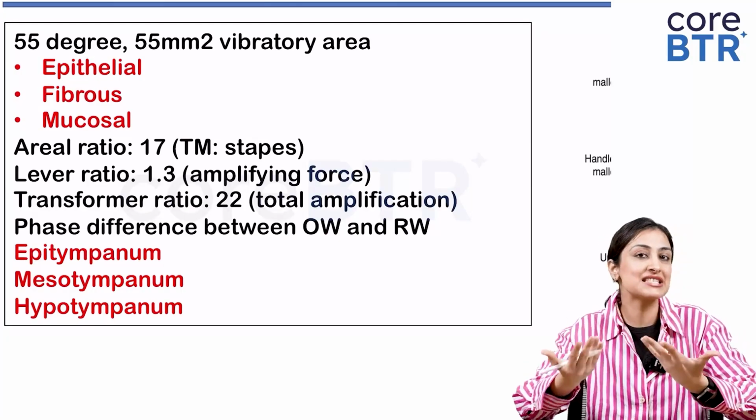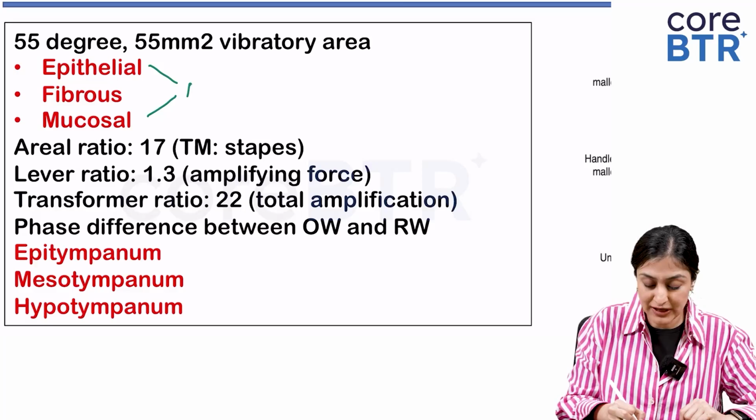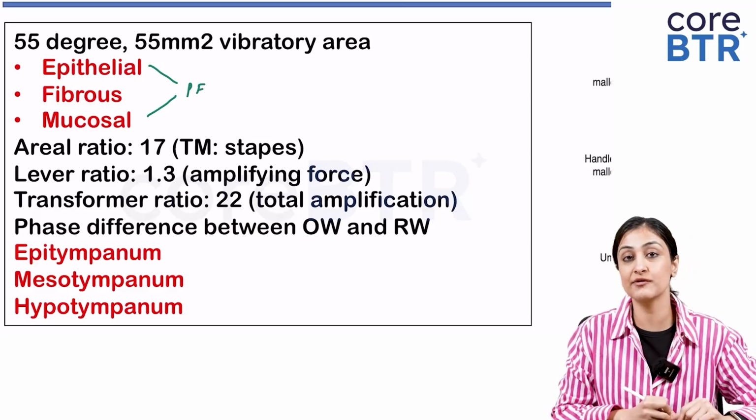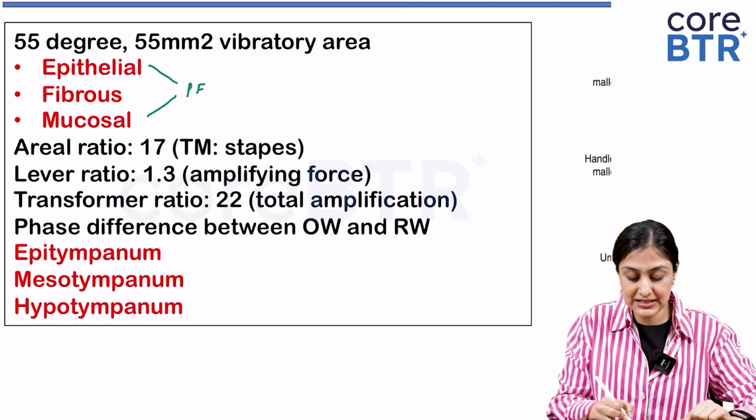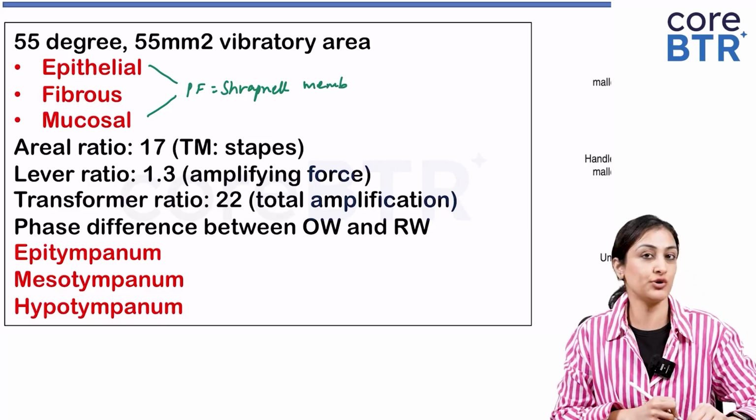Whereas pars flaccida, why is it flaccid? Because it does not have the thick fibrous layer. So F ke paas F nahi hai. That's how you can remember. So pars flaccida, it is also called as shrapnel's membrane. So this is where F does not have F. That's all you have to remember.